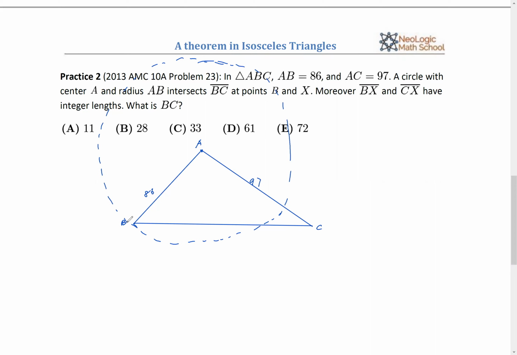Intersects BC at points B and X. Telling us that this is an integer, this is also an integer. What's the length of BC? Well, we don't have an isosceles triangle, or do we?